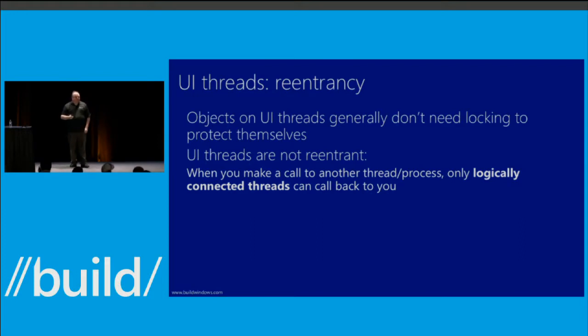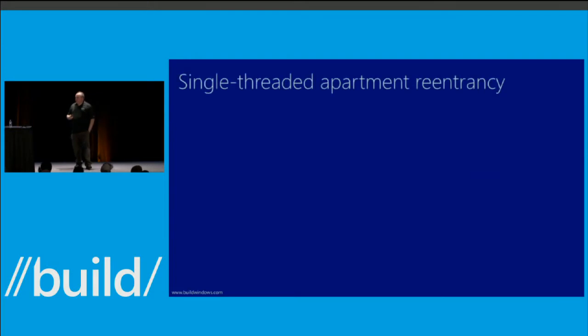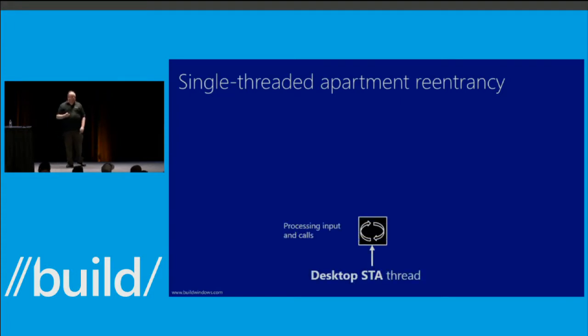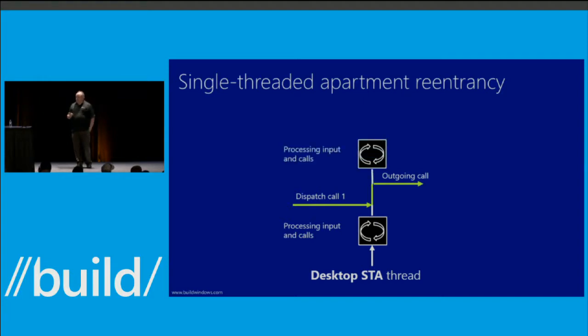Now, every silver lining has a cloud. Once you ban reentrancy, let me walk through how reentrancy works, and then I'll talk about the consequences. OK, so this is a desktop app. Imagine a desktop app. We're processing input. A call gets dispatched into the thread, and it makes an outgoing call. Then it continues processing input and calls on that thread because the outgoing call makes COM say, hey, I'm ready. Give me something else to do.